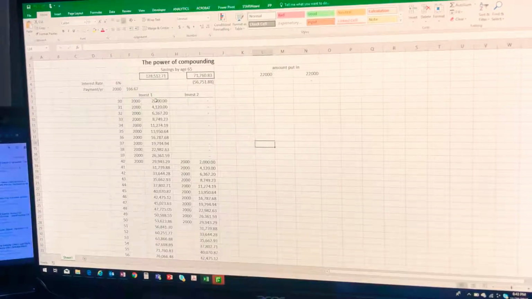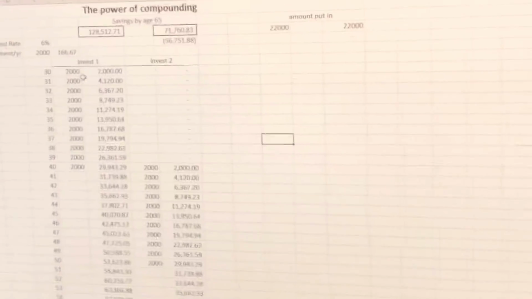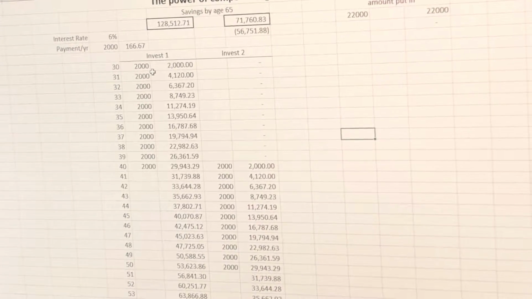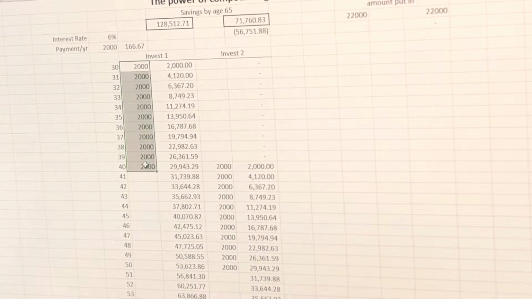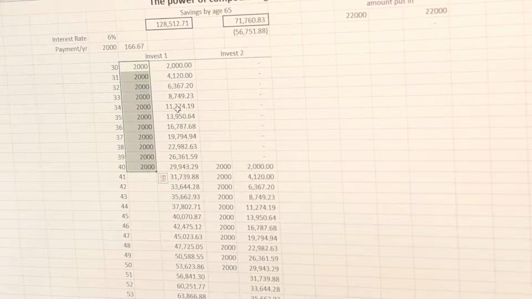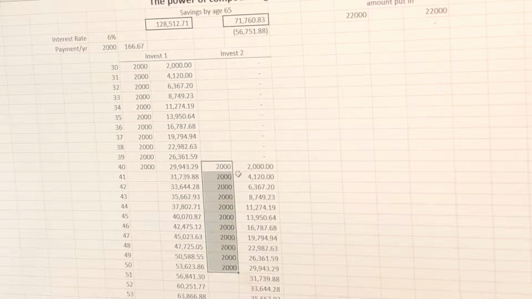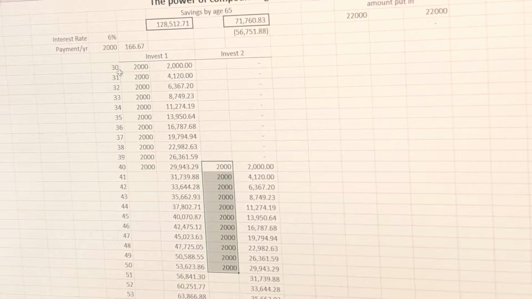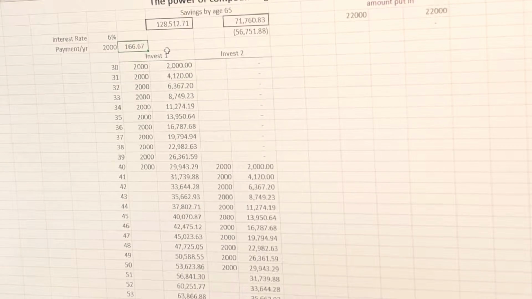So here's my investment 1 and investment 2. Investment 1, as we said, we're going to invest $2,000 a year for 11 years. Investment 2, we're going to do the same thing, but start at age 40. And for those of you wondering how much $2,000 a year is, it's about $166 a month. So that's $2,000 divided by 12, $166 a month. And we're going to use an interest rate of 6%. But you could see the impact even just using 1%, 2%, 3%. It doesn't really matter.